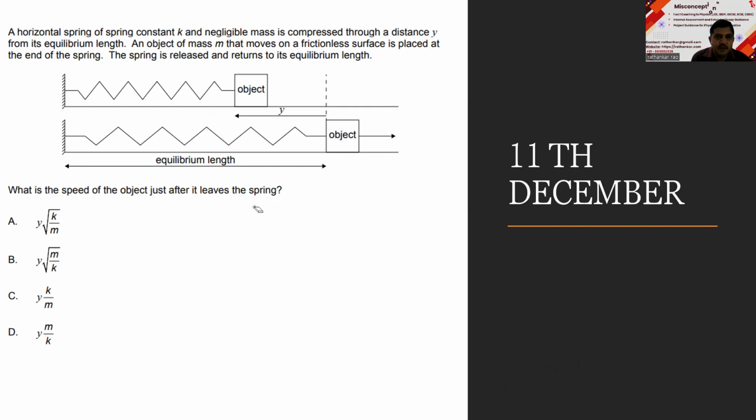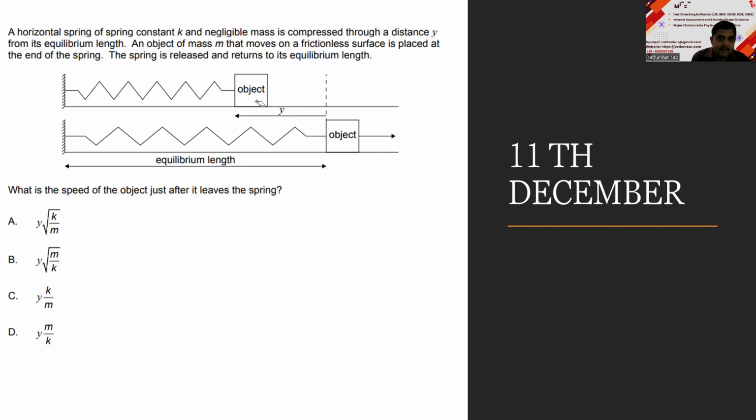So what should you do? Why did the spring get compressed? Because you applied a force, right? When you applied a force, the spring got compressed. Now, why does the object come back like this? Because the spring releases its energy, right? It goes from a compressed position to a relaxed position.